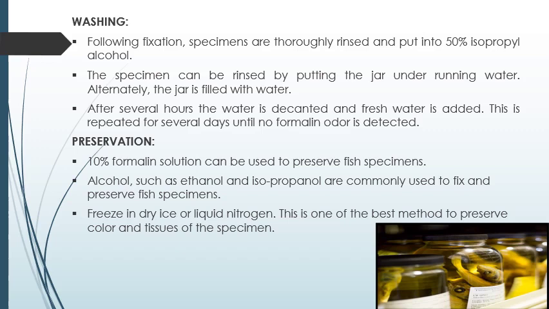Preservation. 10% formalin solution can be used to preserve fish specimens. Alcohols such as ethanol and isopropanol are commonly used to fix and preserve fish specimens. Freezing in dry ice or liquid nitrogen is one of the best methods to preserve color and tissue of the specimen. So for the preservation of fish, 10% formalin solution is used as a preservative. Other preservatives like ethanol and isopropanol are also used.